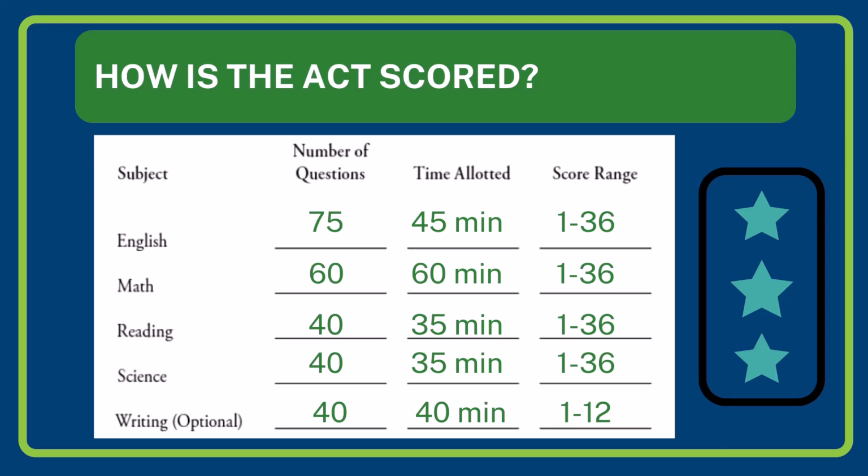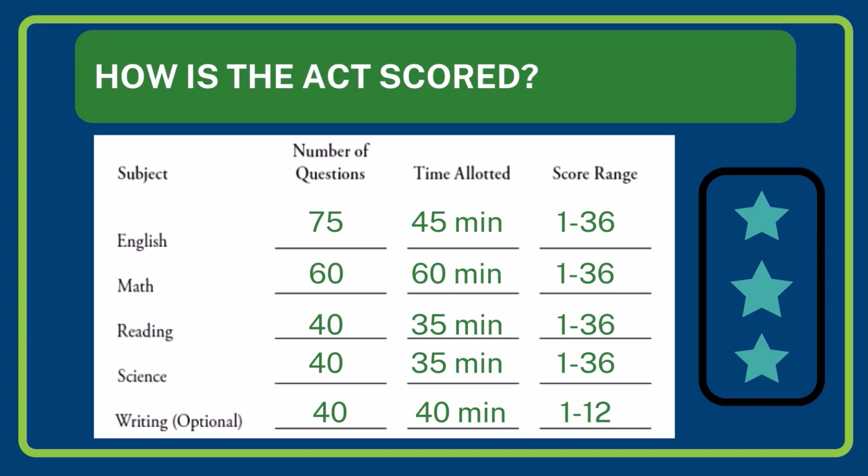English, there's 75 questions. You have 45 minutes, and the score range is 1 through 36, 1 being the lowest, 36 being the highest. Math, 60 questions, 60 minutes, 1 through 36. Reading, 40 questions. You have 35 minutes, and the score range is 1 through 36. Science, 40 questions, 35 minutes, 1 through 36. Those are the 4 multiple choice sections. Answering all the questions randomly in these sections would result in a score of around 10.